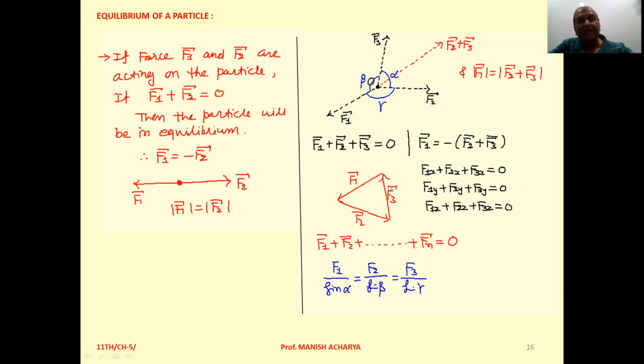So now we can extend this. In a broad sense, if a total of n forces are acting on the particle, then for the equilibrium of the particle, the vector summation of all these n forces, vector F1 plus vector F2 up to vector Fn, should be equal to 0. Clear to all of you?